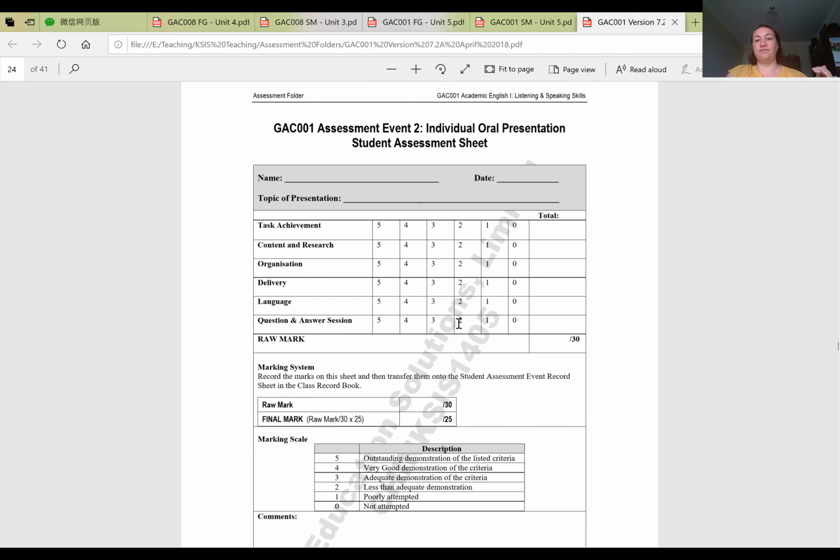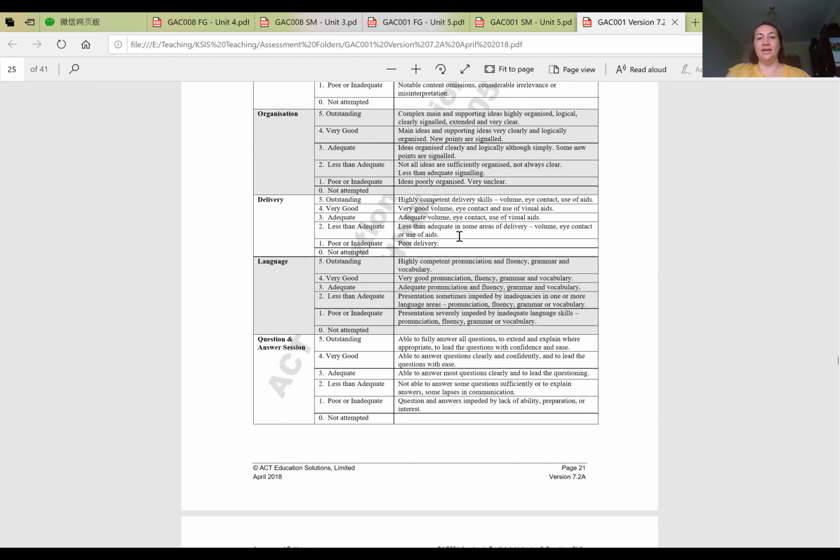Delivery, highly competent delivery skills, so volume, eye contact, use of aids, so visual aids, that sort of thing. You're going to get a nice 5. Less than adequate in some areas, so maybe you're speaking really, really quietly, or maybe you're reading off a sheet and you're going to fall into 2 or 1 for that.